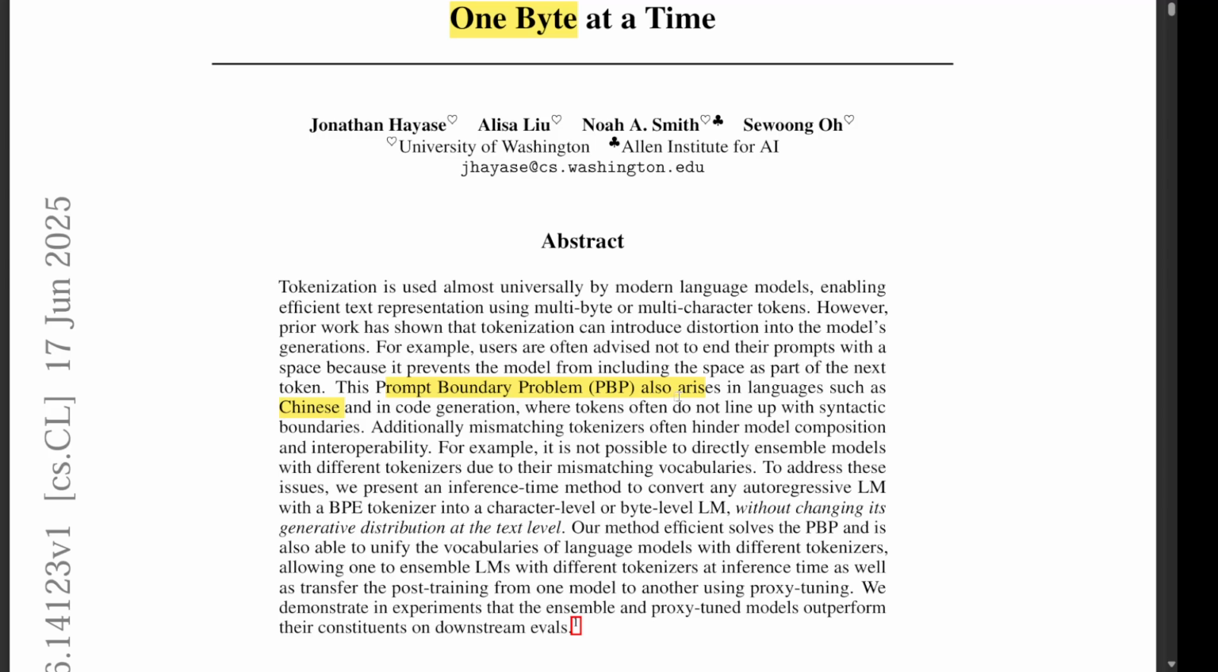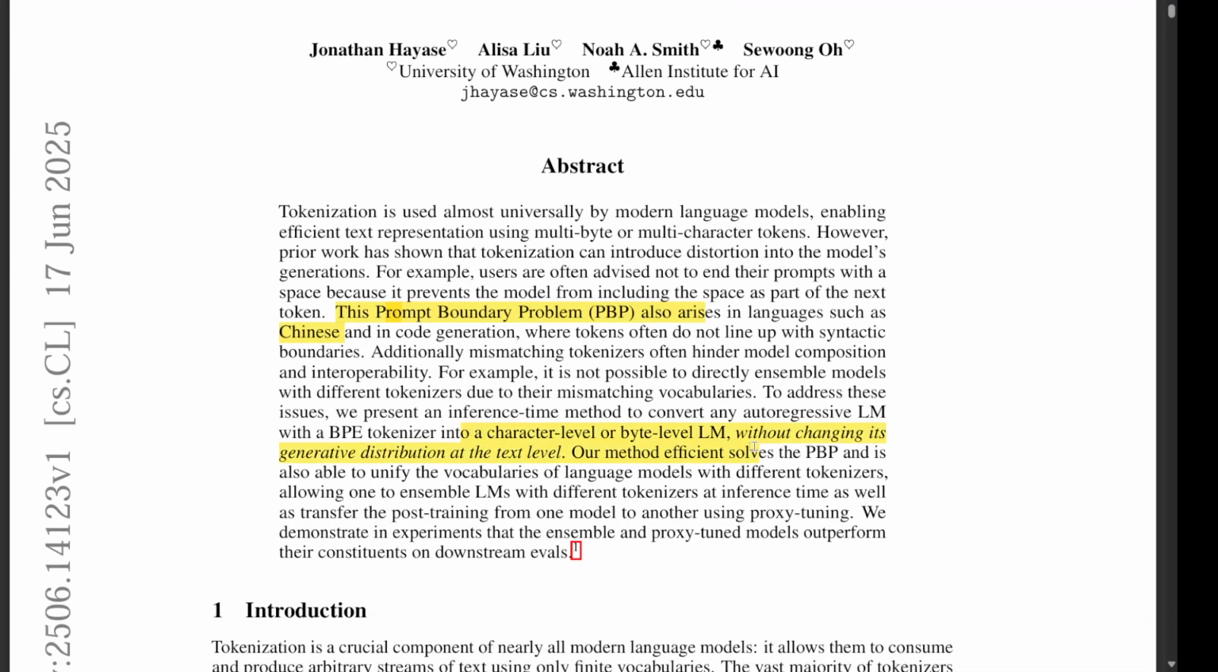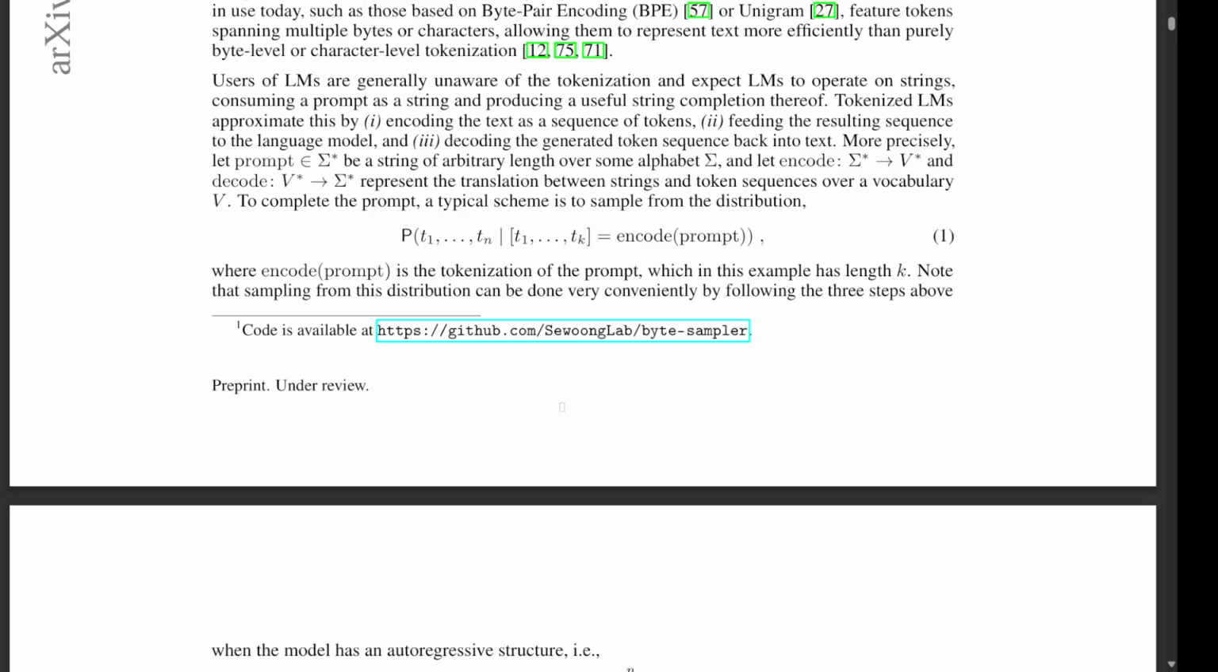Exactly. So today, we're doing a deep dive into a really groundbreaking solution called byte sampler. We're going to try and untangle exactly what this problem is, how it messes with the language model's outputs, and then explore this ingenious new method. It doesn't just fix it, it also unlocks a whole new realm of possibilities for how these powerful AI models can actually work together.